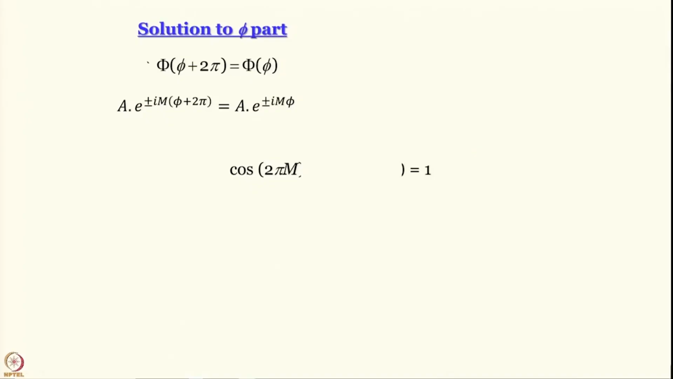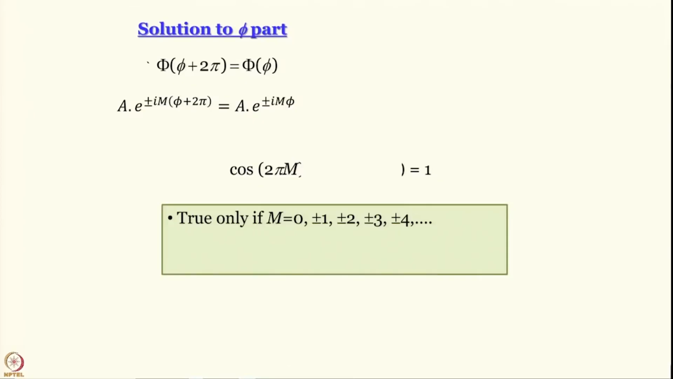So, it turns out that cos 2 pi m is equal to 1. This is going to be true not only for m equal to 0, but also m equal to plus minus 1, plus minus 2, plus minus 3, plus minus 4, and so on and so forth. So, we have obtained this quantum number capital M, which can go from 0 to infinity with integral steps of increase.